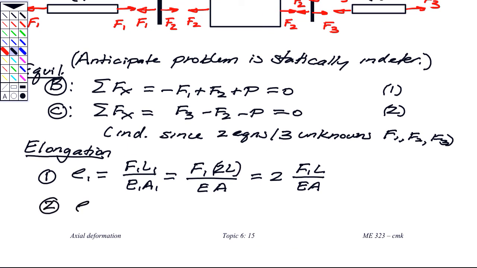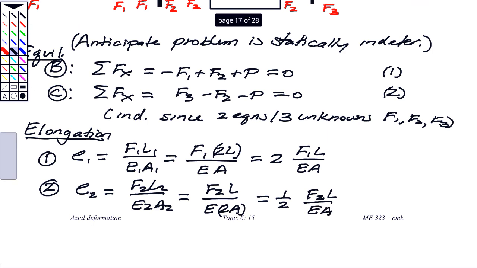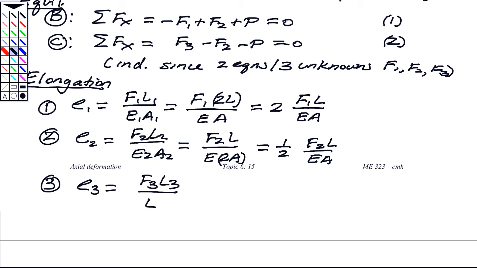Element 2. Elongation 2 is F2 L2 divided by E2 A2. Again, the standard equation. So this is F2, it has a length of L, and it has a cross-sectional area of 2A. So that elongation equation becomes 1/2 of F2 L divided by EA. And then for element 3, I write down the elongation equation, the standard one, that's F3 L3 divided by E3 A3.